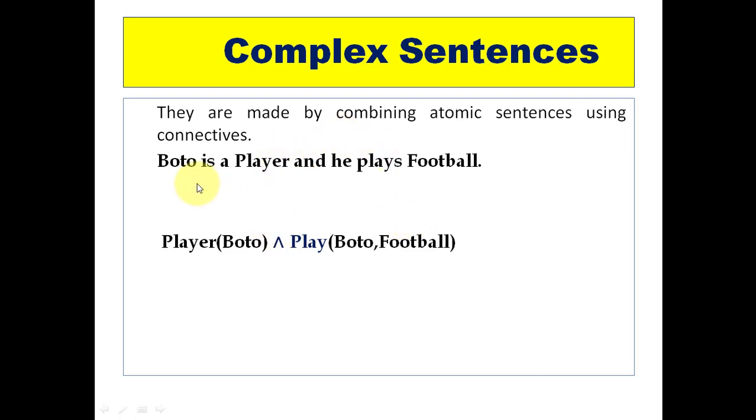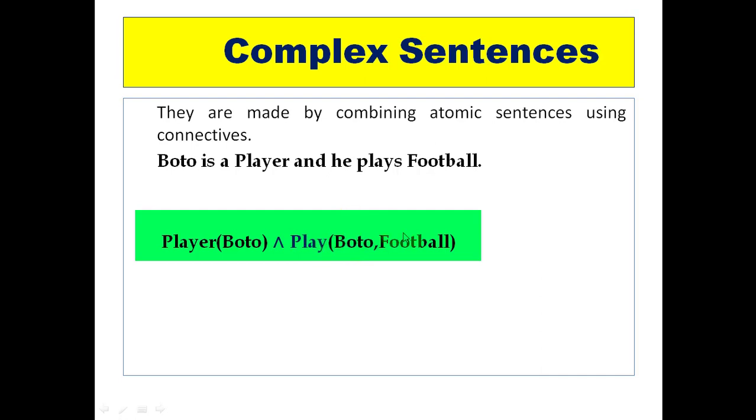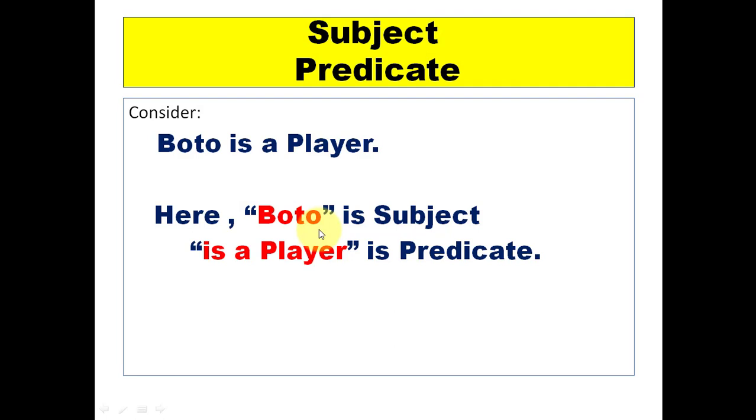So in this case, see, Boto is a player. This one is an atomic sentence. He plays football. This one is again an atomic sentence. Now we'll combine them with what? Conjunction, because both are happening together. So player Boto and play Boto football, because Boto plays football. Got it? This is the complex sentence.